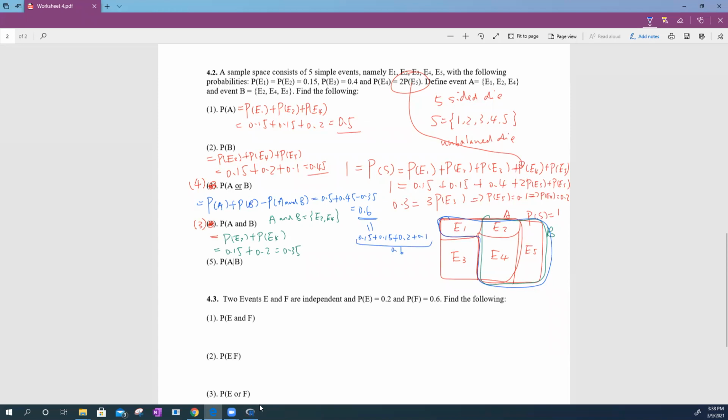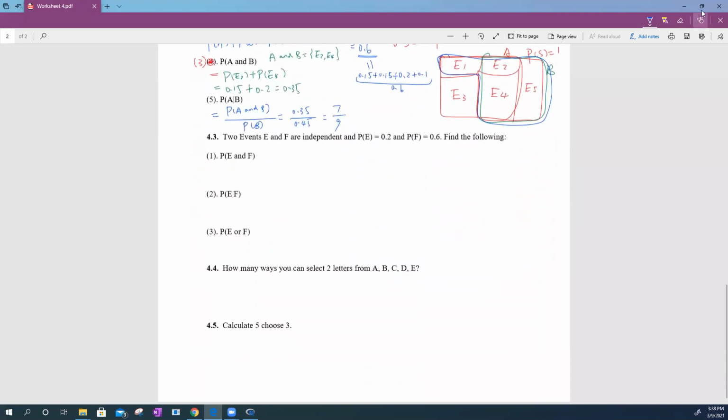And the last one, probability of A given B, formula, right? Probability of A and B divided by probability of the given one. Probability of A and B is 0.35, and probability of B is 0.45. So that is 7/9. That's question 4.2.